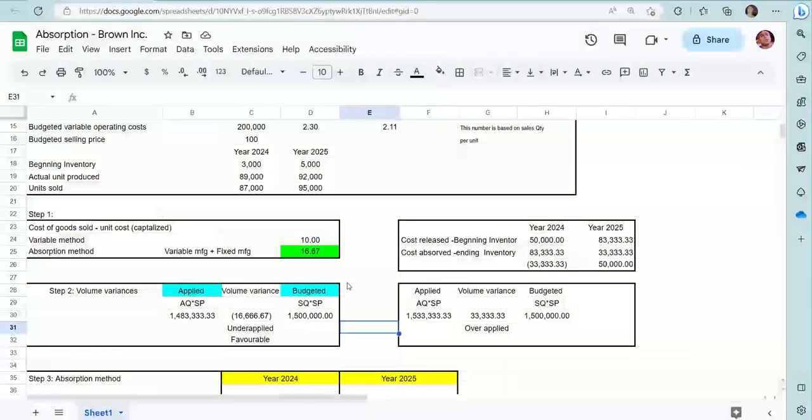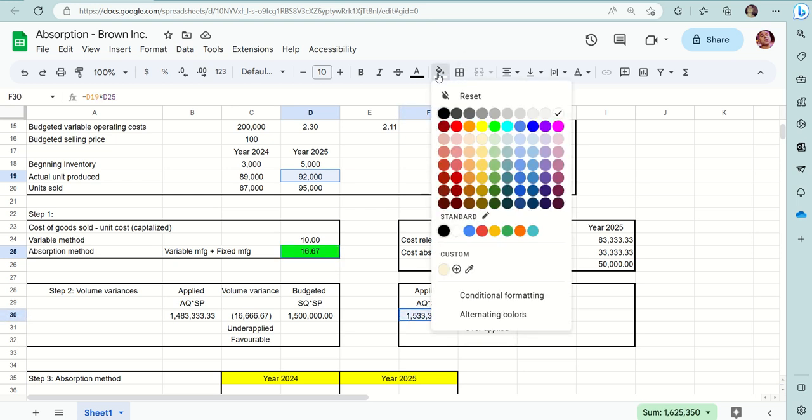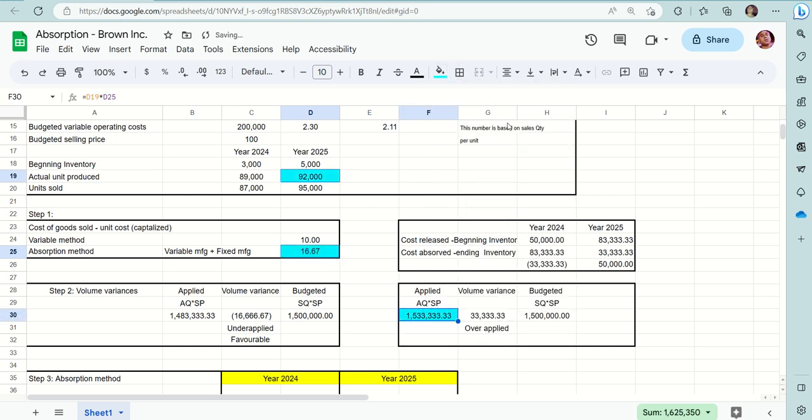We have calculated our volume variances over here. This time we calculated the volume variances on the other side, right there. Okay, and how did you get that? We simply divided the actual quantity produced, 92,000. I'm going to show you the cell reference, multiply by 16.67. So we are working on this, and this row over here, highlighted in cyan.